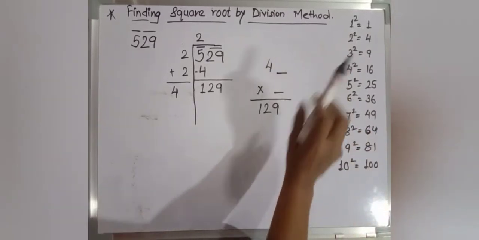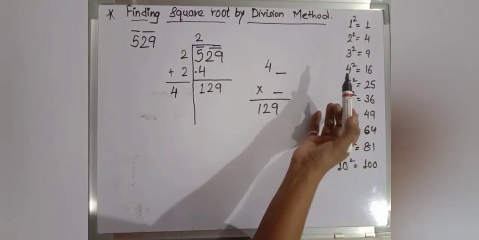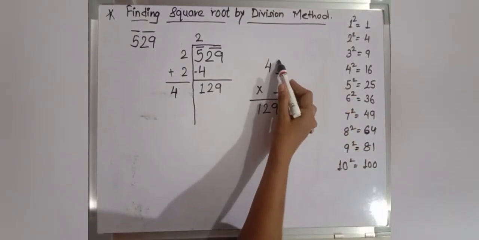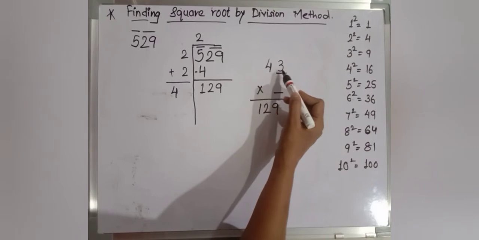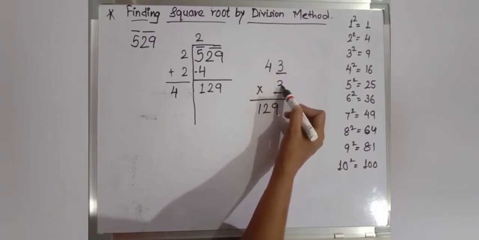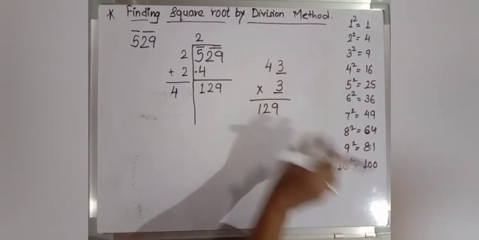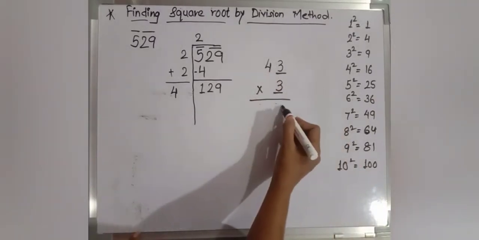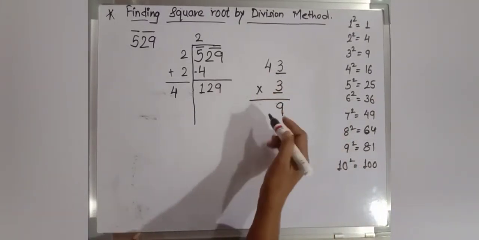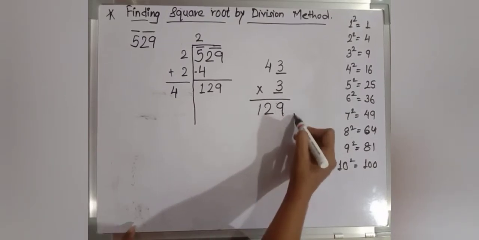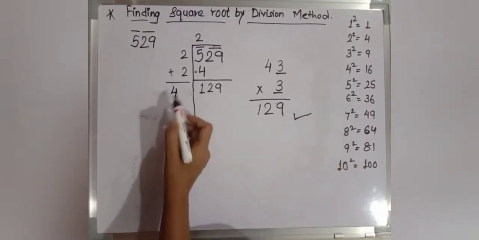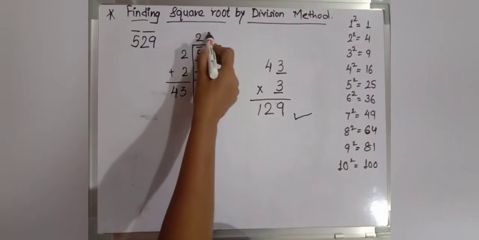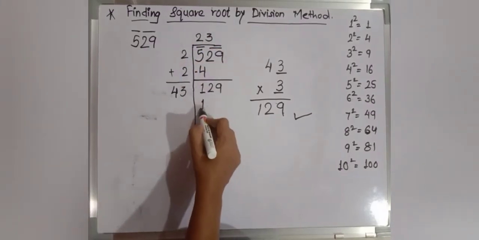So let us take 3 here. Now whatever number we are taking here, we have to add that number with 4, that is 3 here, and also multiply with the same number. Let us check whether we are getting the same answer or not. 3 into 3 is 9 and 3 into 43 is 129. So yes, it is correct. So we will write here 3 into 43 is 129.